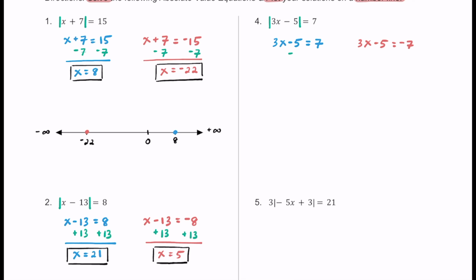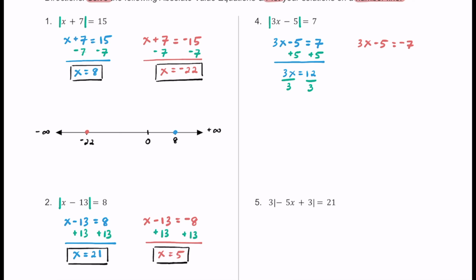To solve the equation on the left, let's add 5 to both sides. If we go ahead and do that, those negative 5 and positive 5 will cancel out, and we have 3x is equal to 12. And then to get the coefficient for x to be 1, we can go ahead and divide both sides by 3.